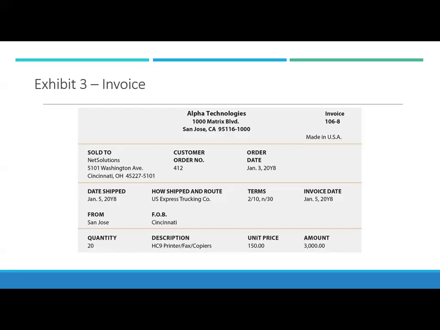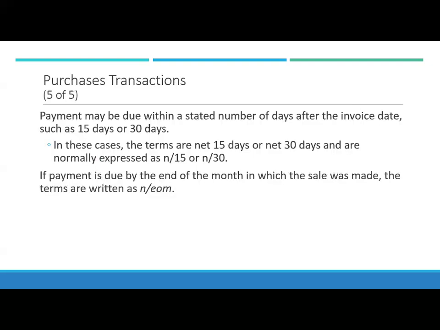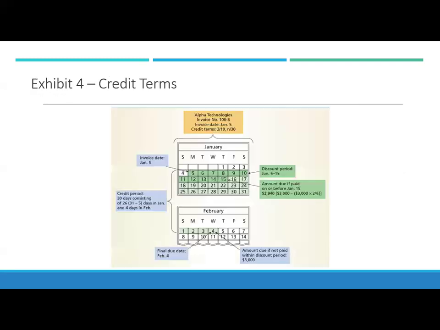The invoice date is January 5th, and the terms are 2/10, n/30. We'll be talking a lot about those terms here because the payment is due within a stated number of days after the invoice date, which is 15 or 30 days. This would be described as n/15 or n/30, which means net 15 or net 30. That means the invoice is due within that many days. And it could also be written as n/EOM, or end of month. That means it's due at the end of the month.